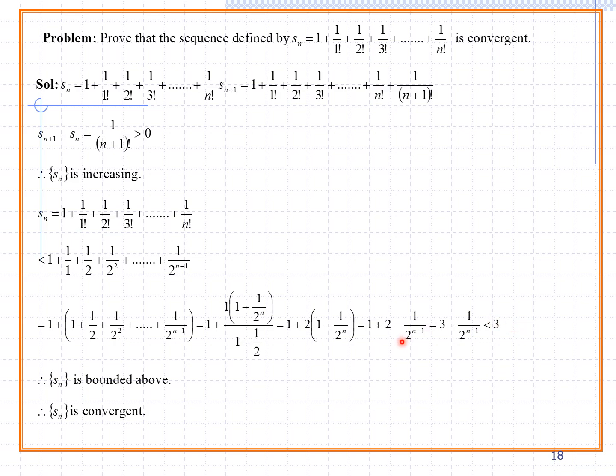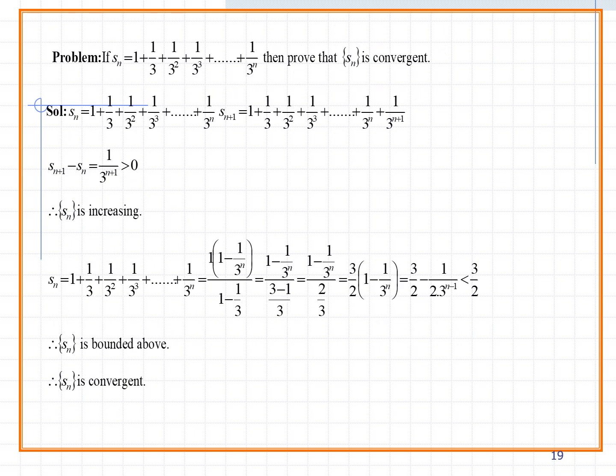So therefore Sn is bounded above, and automatically Sn is convergent. So 3 is the bound above. So this is a bounded value, 3 minus 1 by 2 power of n minus 1. So automatically one particular value exists. Then the sequence Sn is called convergent.